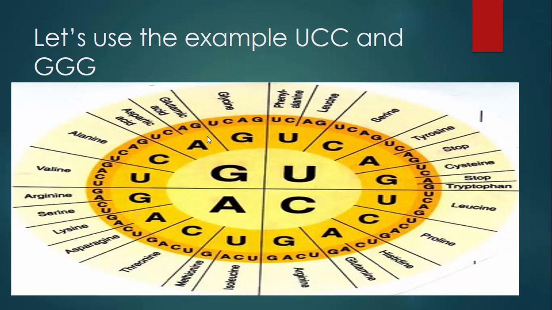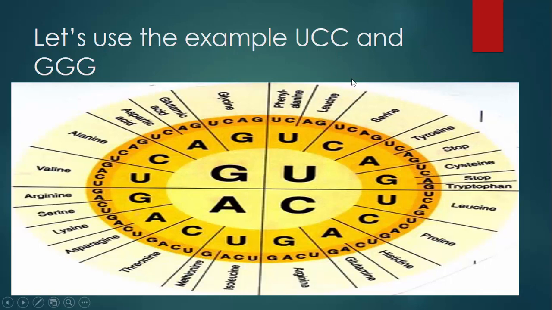This has already been transferred to mRNA for us in this example. The starting DNA was AGG. I know A pairs with U, G pairs with C, G pairs with C. I have my 3 letters.